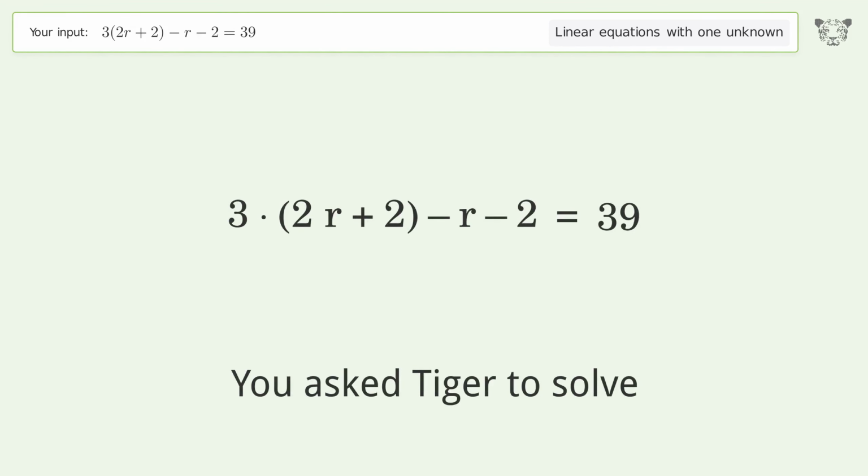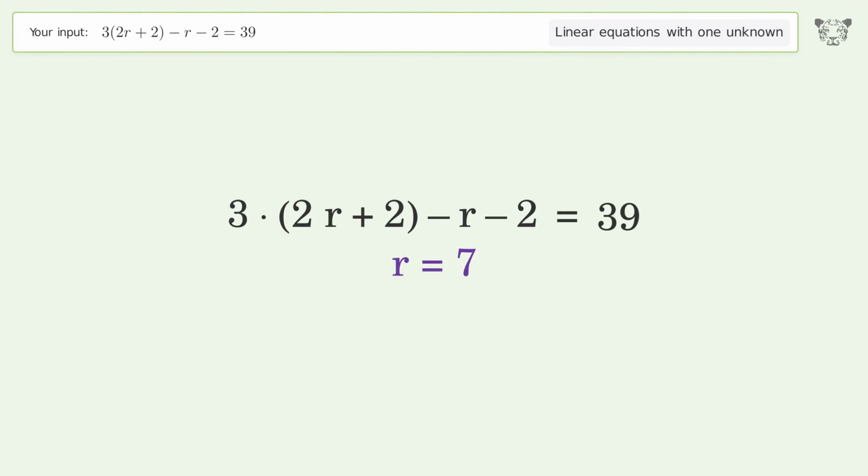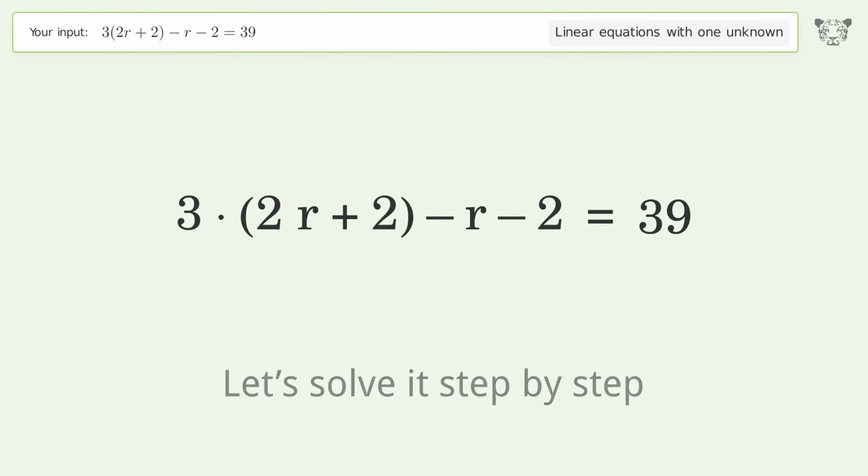You asked Tiger to solve this. This deals with linear equations with one unknown. The final result is r equals 7. Let's solve it step by step.